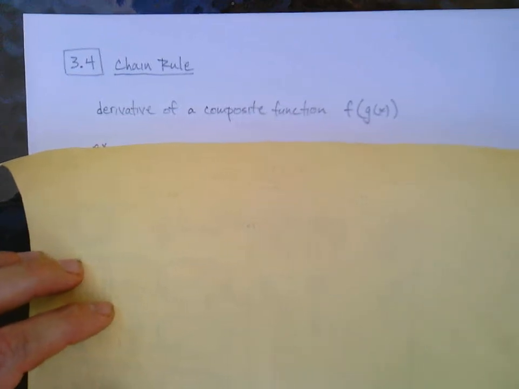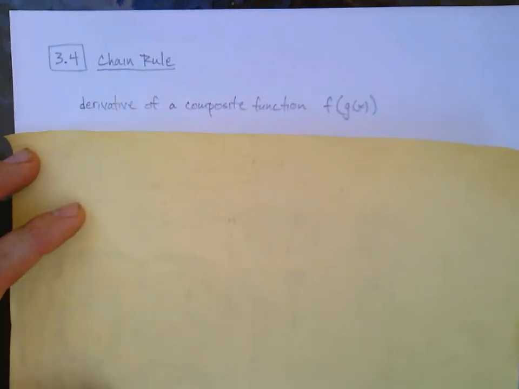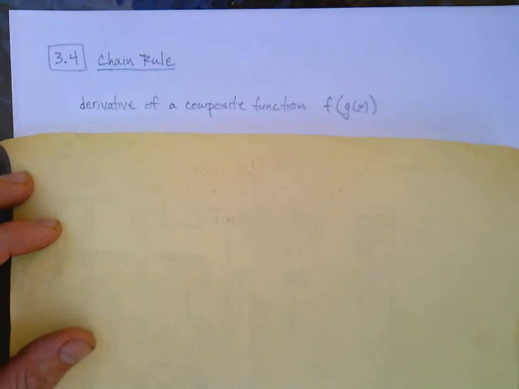In 3.4, we learn the chain rule. And we just devote the entire section to this one rule that we're going to learn and then put into practice. So the chain rule, what's that all about? It feels different than the previous rules.